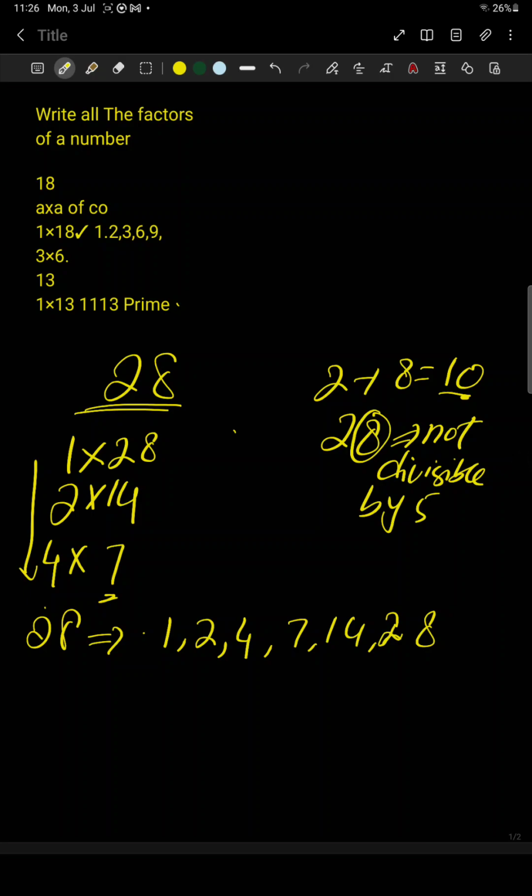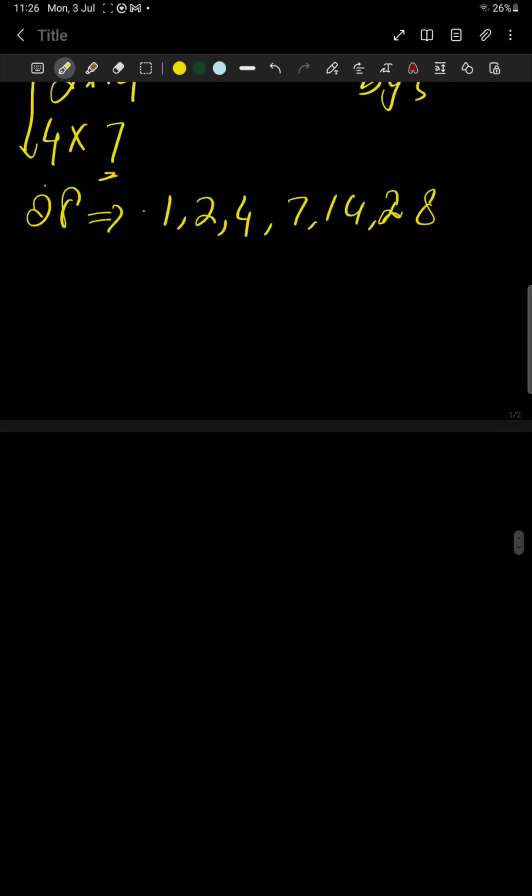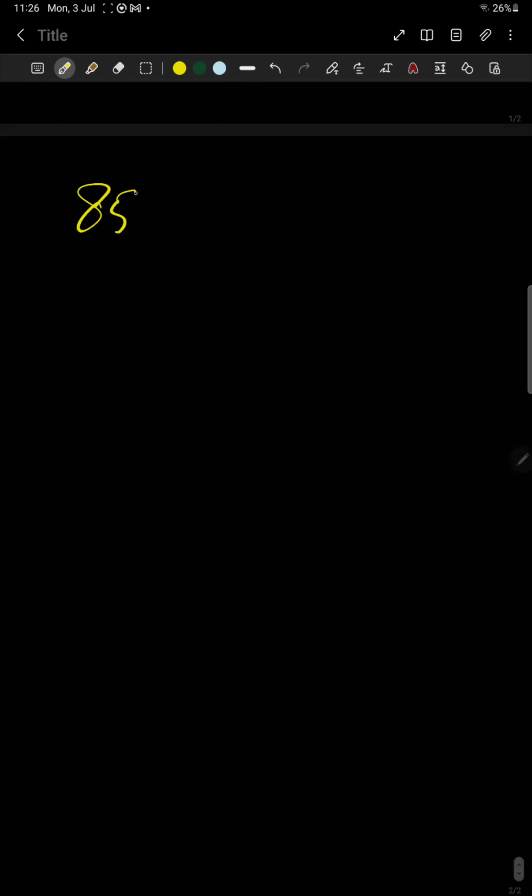Now next, for instance, the number is 85. We are going to check. First of all, we will check with 1. 1 into 85, so we have found 2 factors, 1 and 85. Now we will check with 2. Should we check with 2? No. This is an odd number, so it will not be divisible by any of the even numbers. So we will not check the even numbers.